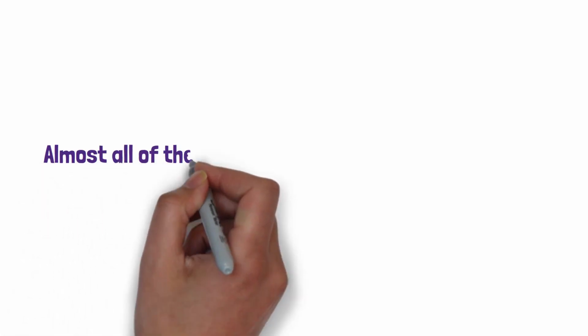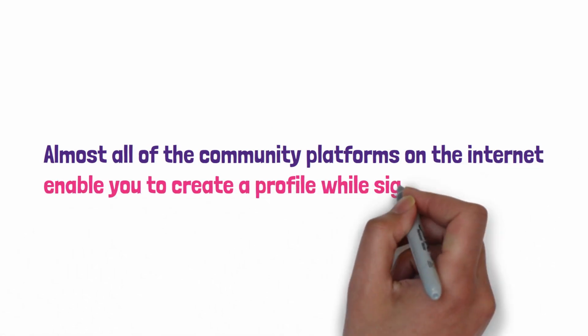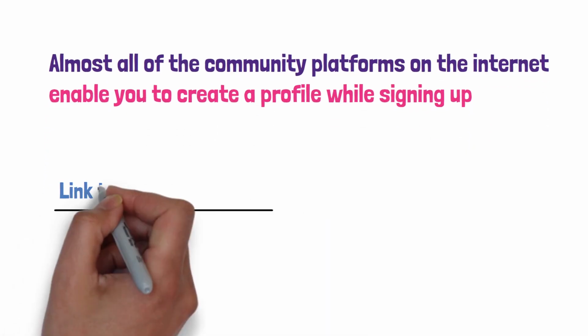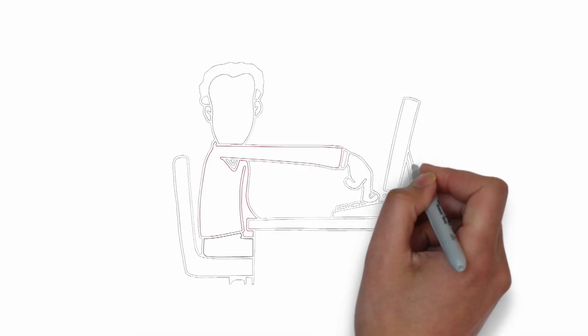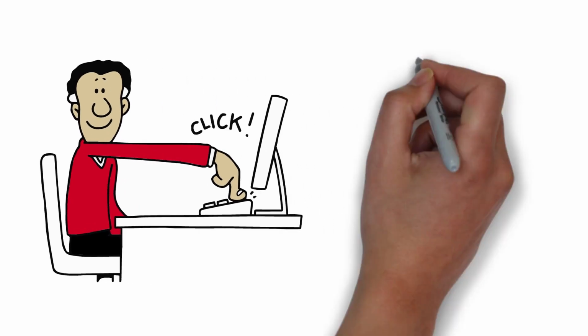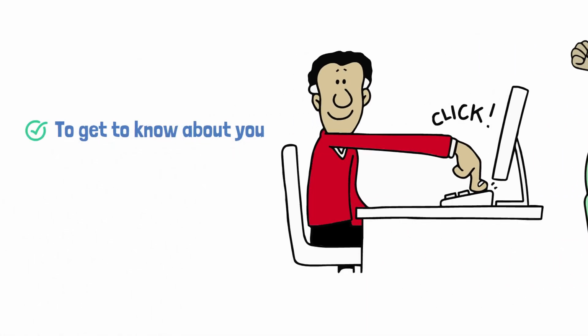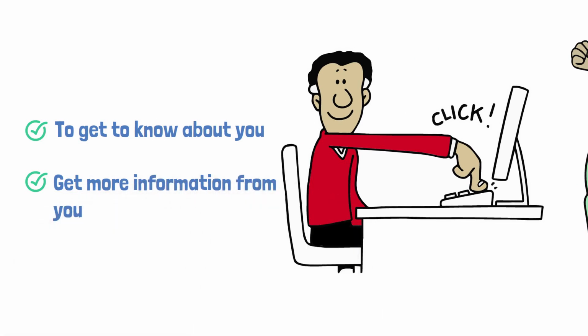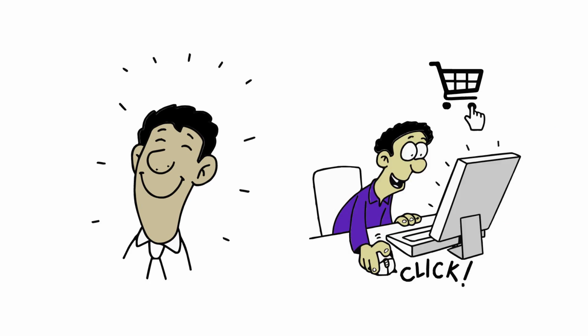Almost all of the community platforms on the internet enable you to create a profile while signing up. This is where you'll add the link to your landing page, along with all the benefits of using your product. Mostly when you publish content on platforms, users who find your content helpful visit your profile to get to know about you and get more information from you. And if the content you've been sharing was helpful, people don't mind buying products from you that could help them.